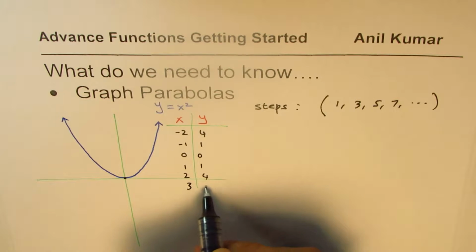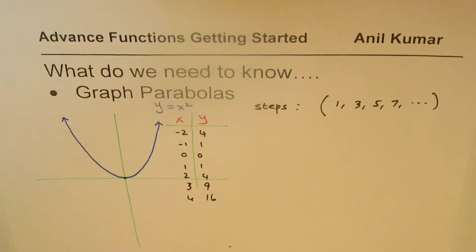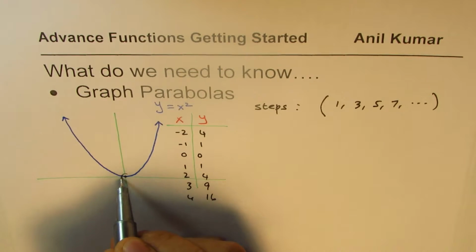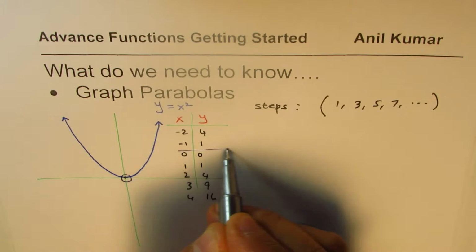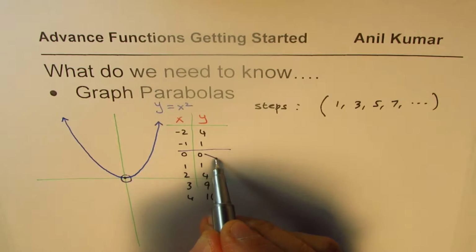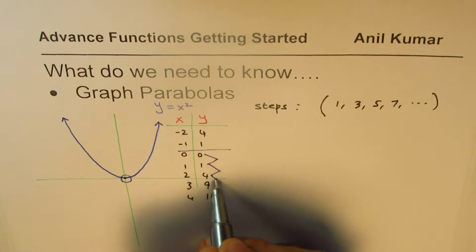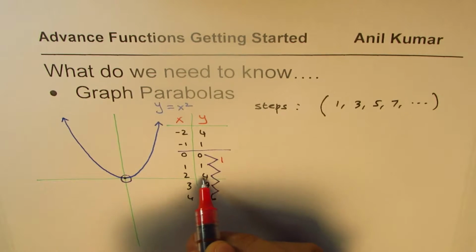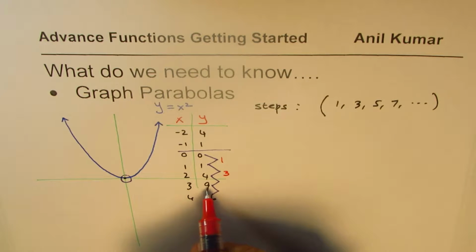If I write 3 here, then this becomes 9. 4 will give me 16, right? We are checking these steps from the vertex. Now, the vertex is at the origin here, so we are checking these steps from here. So find the difference. What is the first difference? Okay, let's calculate. Here, 1 minus 0 is 1, 4 minus 1 is 3, 9 minus 4 is 5, 16 minus 9 is 7, and so on.